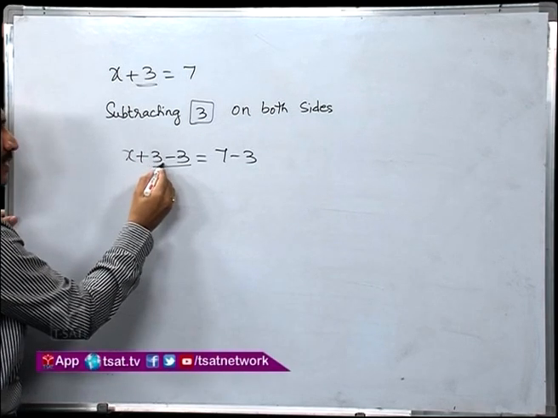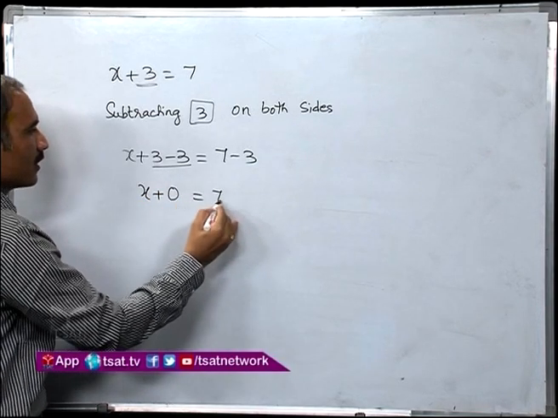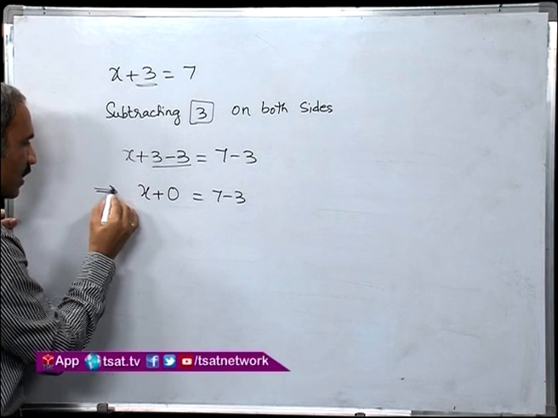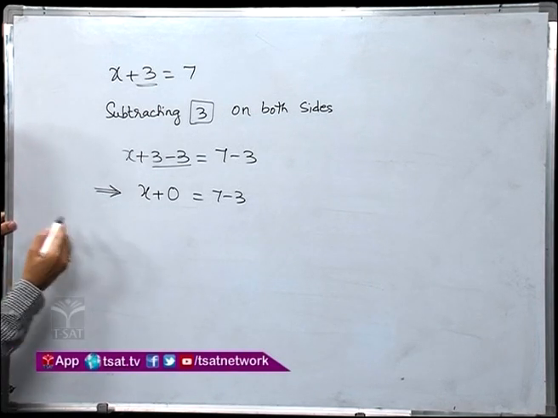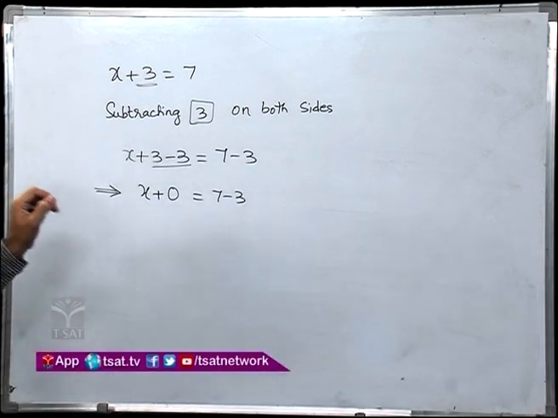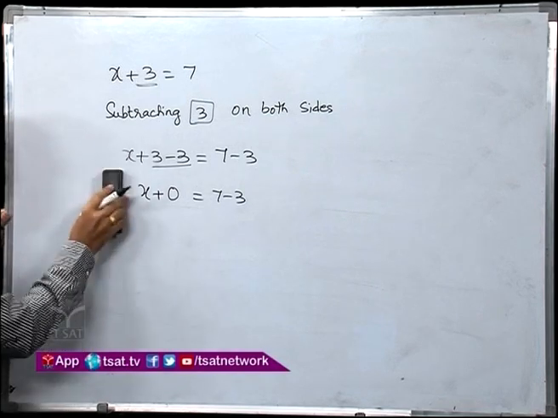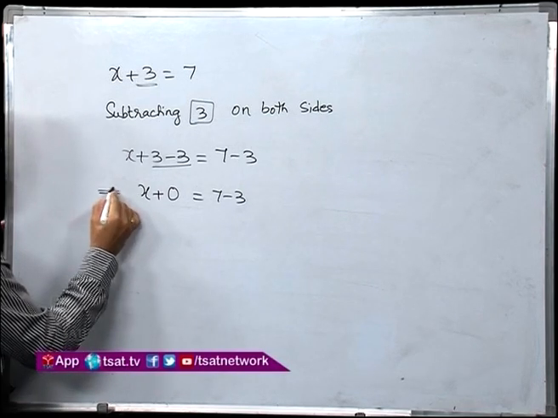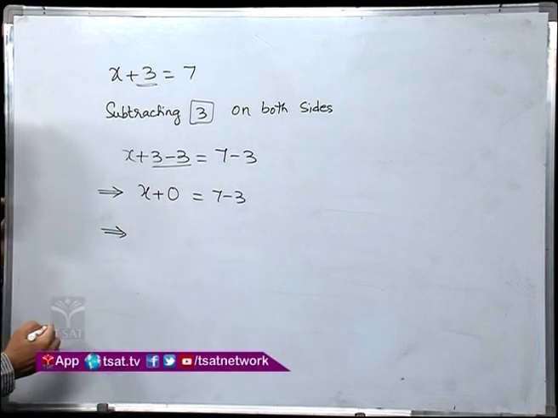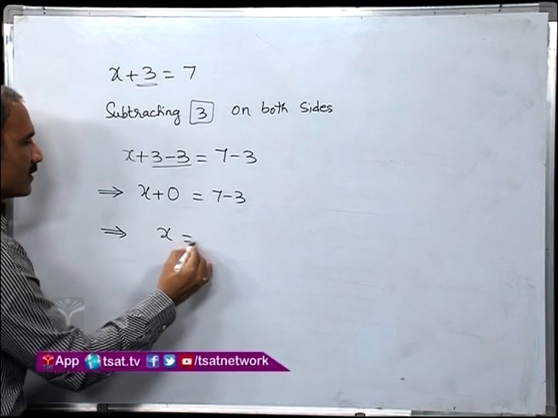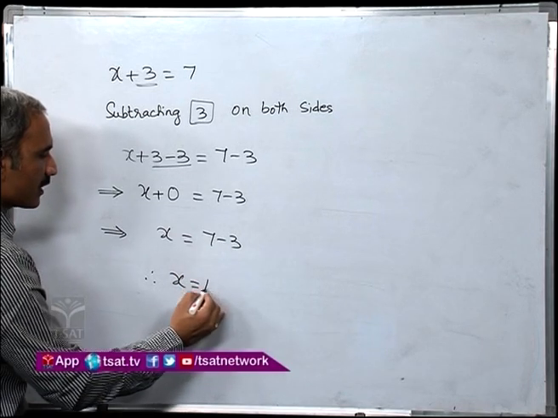Right. Now what is 3 minus 3? That is x plus 0 is equal to 7 minus 3. Whenever you are solving the equations, you have to write this implies. Some students, instead of implies, write equal to here also, but it is not correct. Please write implies. Okay. Now when any number is added to 0, you will get the same number, that is x is equal to 7 minus 3. Therefore, what is the x value? 7 minus 3 is 4.